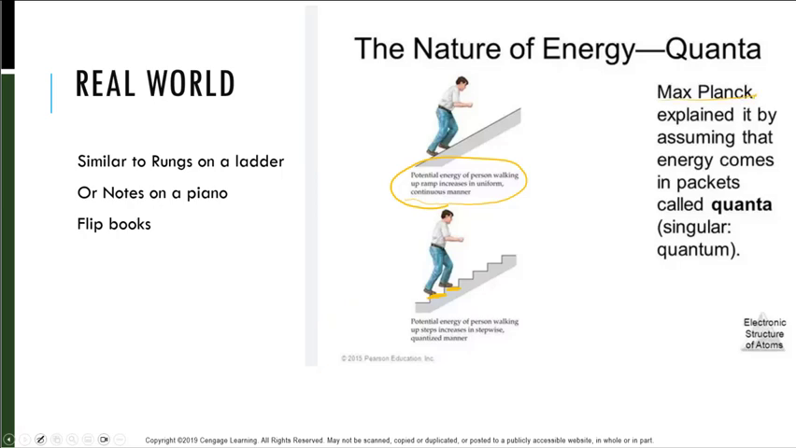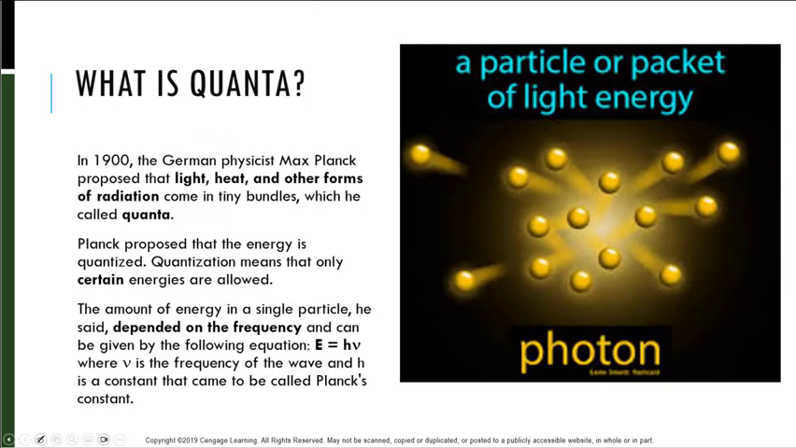Well, Max Planck explained it by assuming that energy comes in packets of energy called quanta. Similar to rungs on a ladder, you're either on one step or you're on the next step of the ladder. Or notes on a piano. You're either C or C sharp. There's nowhere in between.